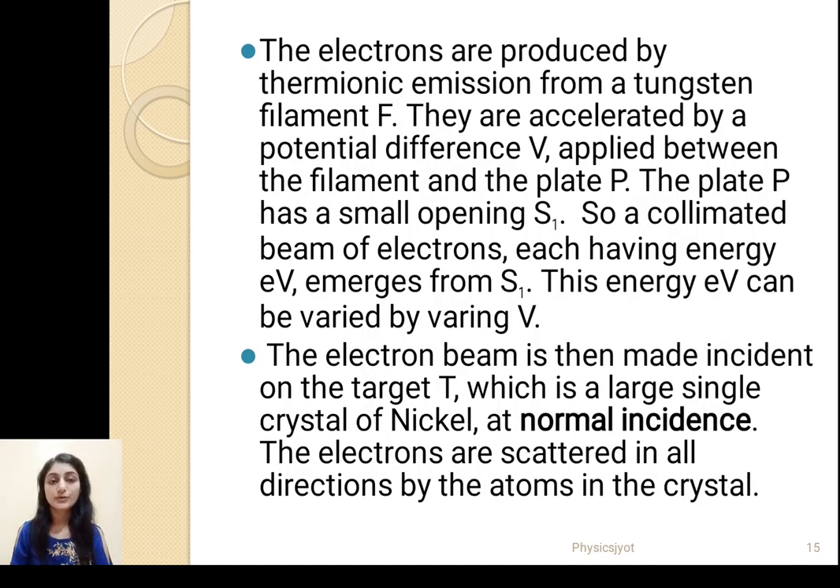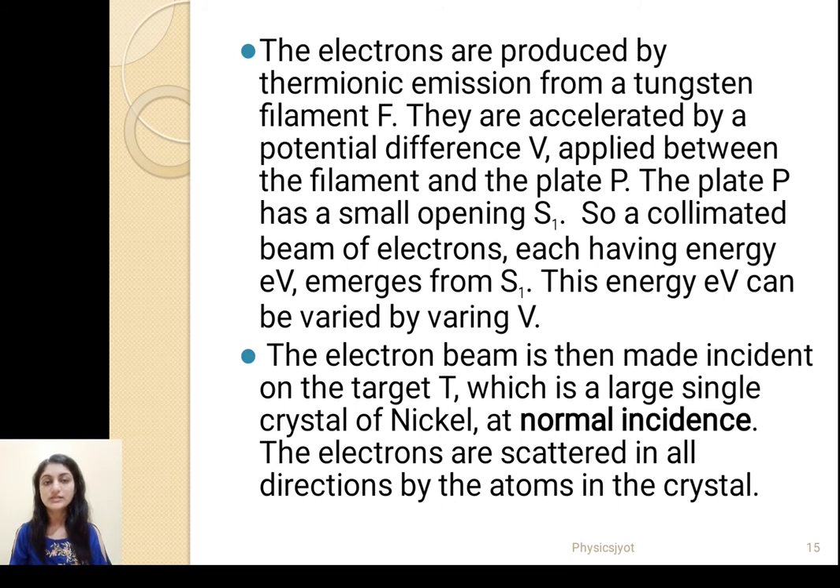Okay, so let's talk about the experimental arrangement. The electrons are produced by thermionic emission from a tungsten filament. They are accelerated by a potential difference V applied between the filament and the plate, and the plate has a small opening, or slit. So a collimated beam of electrons, each having energy eV, emerges from the slit, and this energy eV can be varied by varying the applied potential V. The electron beam is then made incident on the target T, which is a large single crystal of nickel.